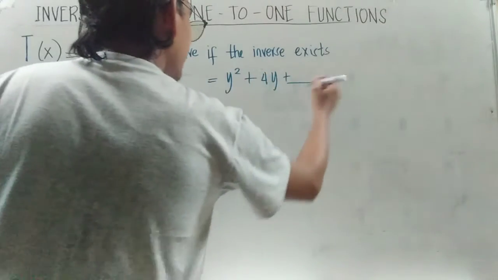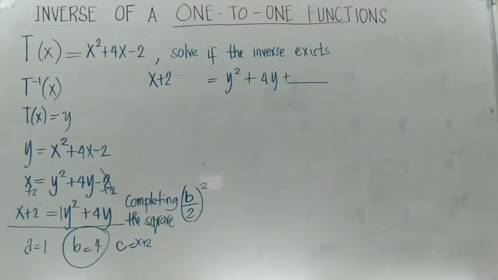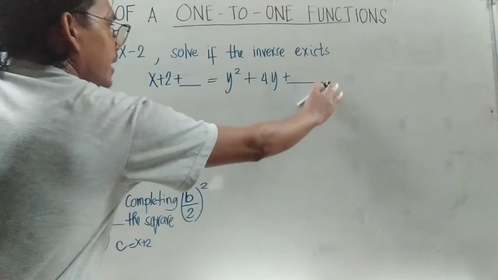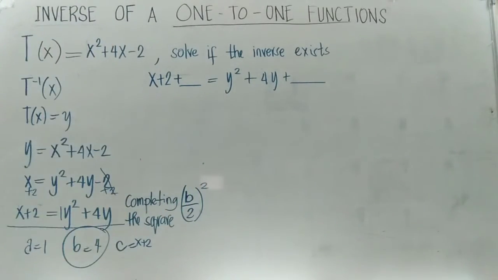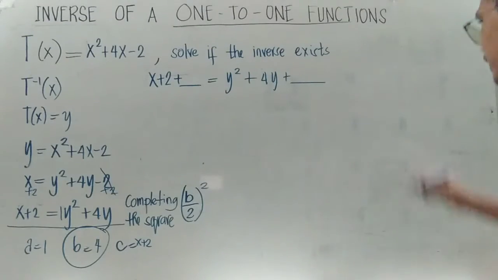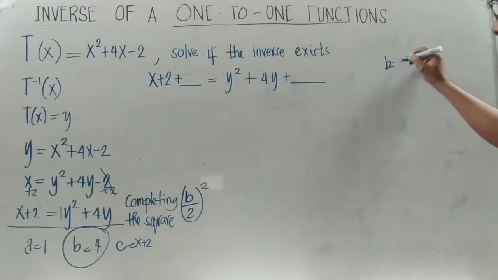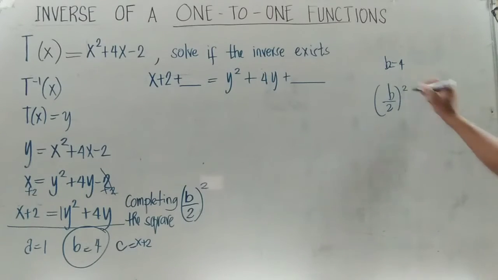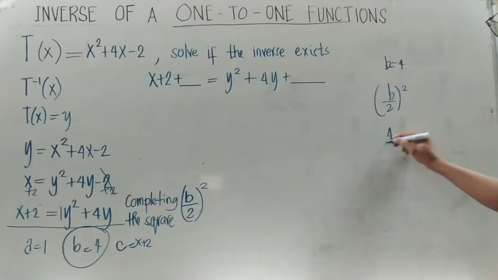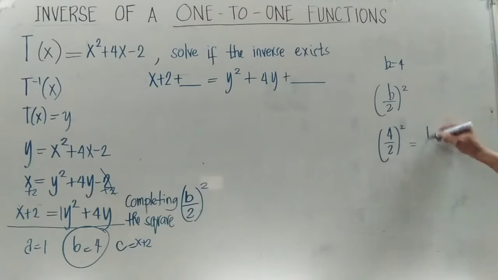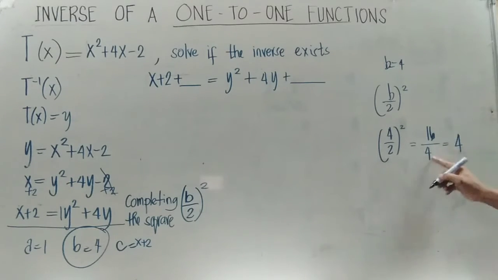So we will be adding another quantity or term. Because we added a quantity, we will add a quantity. What we add in here will be added in here. Okay? So b over 2 squared, where b is equal to 4. So solving b over 2 squared, we have 4 over 2 squared, which is equal to, square the numerator, we have 16, square the denominator, we have 4. Then 16 divided by 4 is 4.